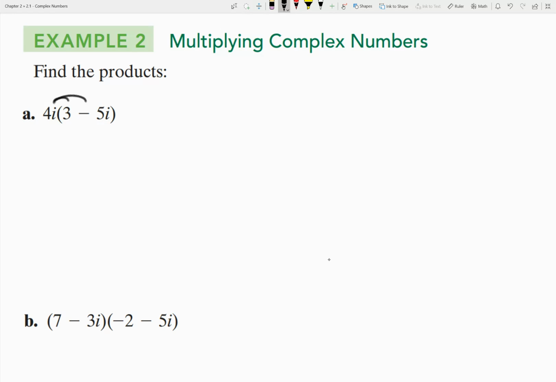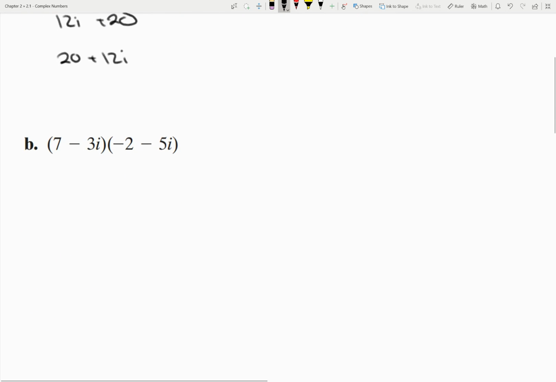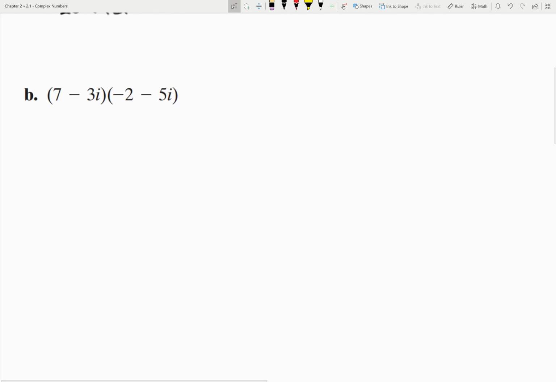Let's try with a basic distribution problem. So this turns into 12i minus 20i squared. Now the i squared turns into a negative 1. Multiplication comes before addition and subtraction, so that's 12i plus 20. But always write complex numbers in standard form, which means the real part first and then the imaginary part second.